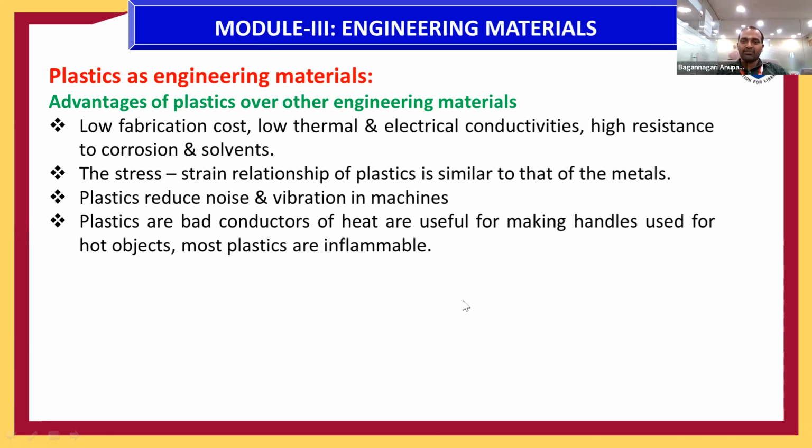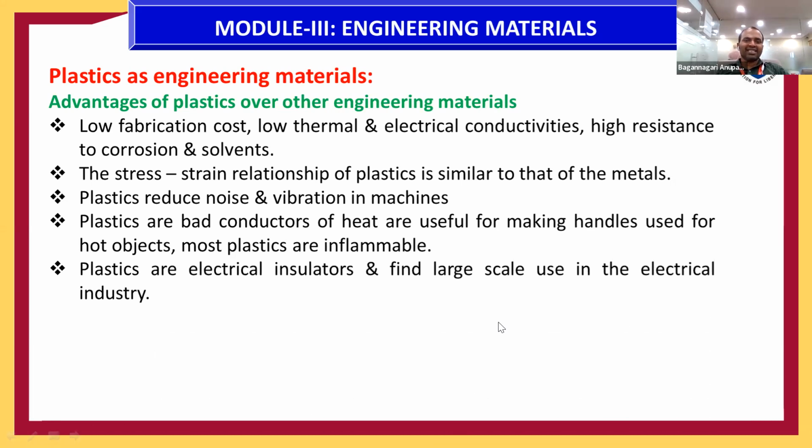If the materials are flammable, they can't be used. Plastics are electrical insulators and find large scale use in the electrical industries. In the household, we use them for insulating purposes. There are PVC pipes. Our PVC pipes are made from vinyl chloride. When vinyl chloride undergoes polymerization, we get polyvinyl chloride. Using that, we make insulating pipes, through which we pass the wires.